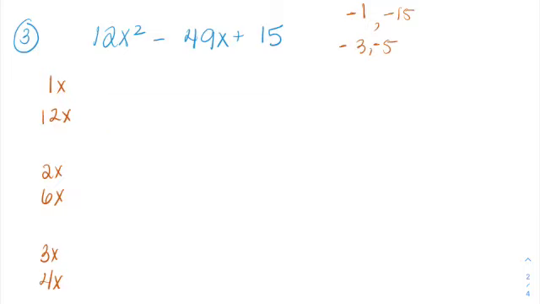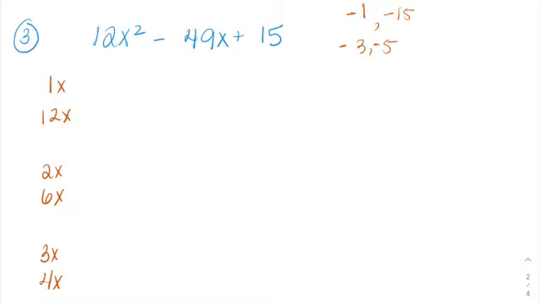So I'm going to move away from 1x and 12x. I'm going to come over here. If I do 6 times 5, I get 30. Oh, nope, that's still not big enough, right? What if I jumped down here? I think I found it.